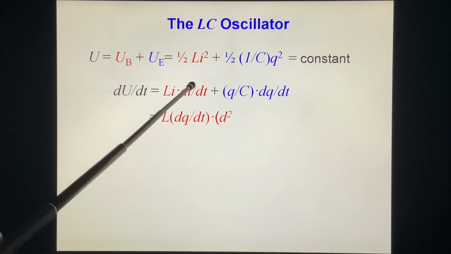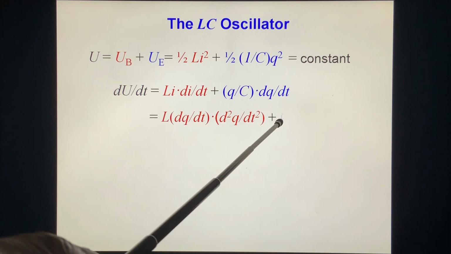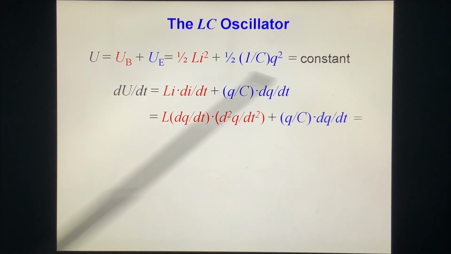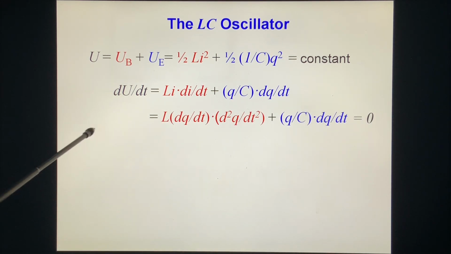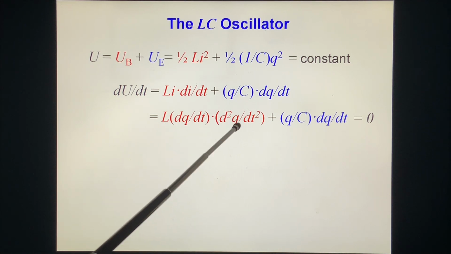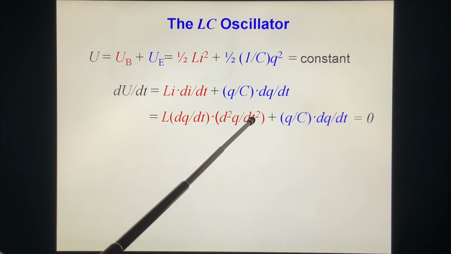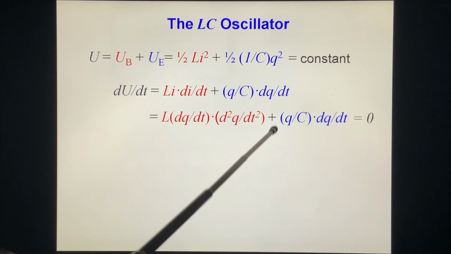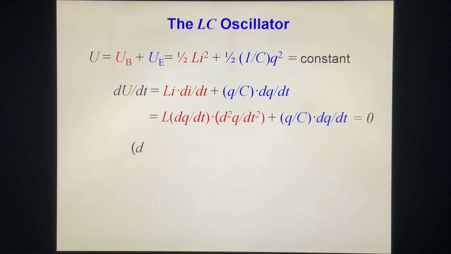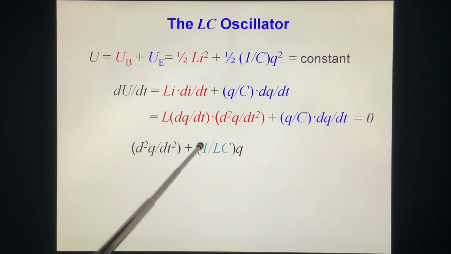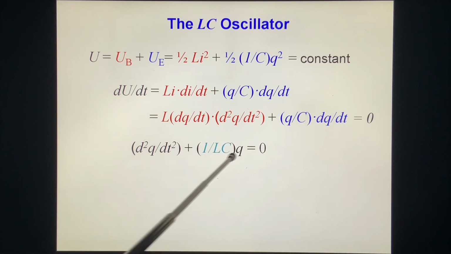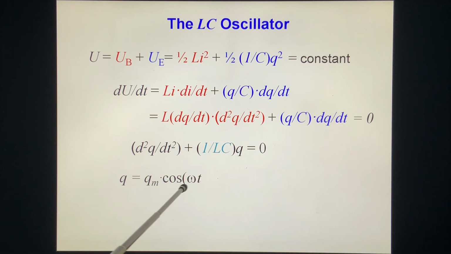dq/dt, the second derivative, plus q over C equal to 0. From this equation, we get the second derivative of q with respect to t plus 1 over LC times q equal to 0. From this equation, we know omega squared equals 1 over LC. And q is some cosine or sine.